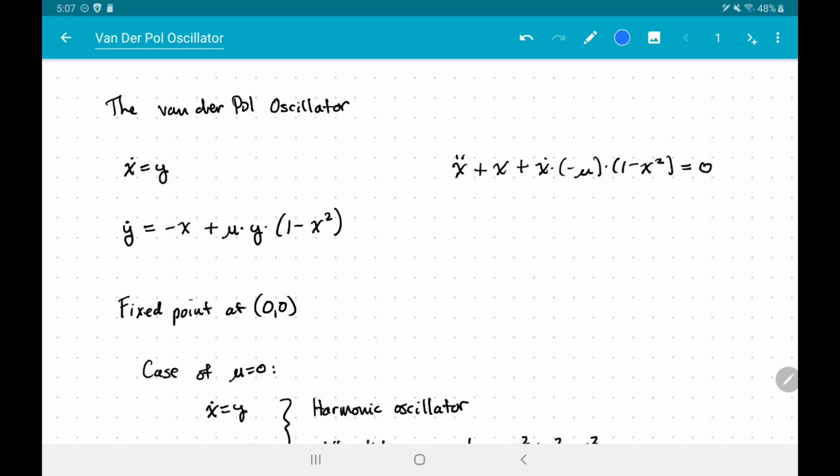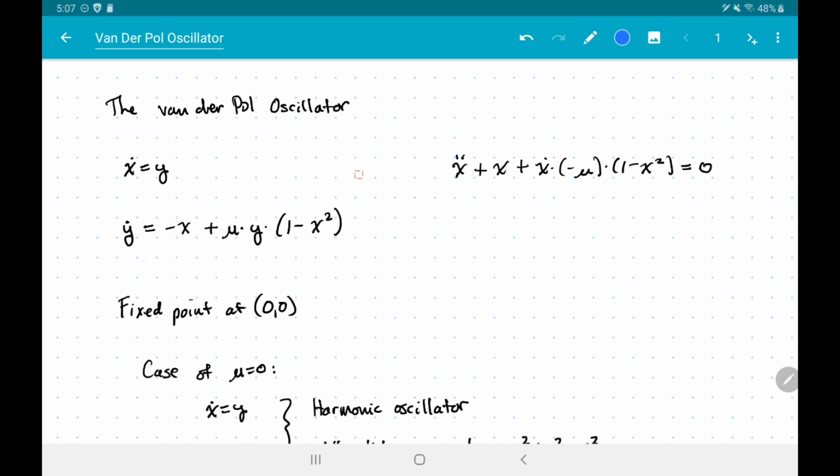In this lecture, I'm going to say a little bit more about the van der Pol oscillator, and in particular, I'm going to introduce the Hopf bifurcation. The van der Pol oscillator has a couple of different variations, but this is the form that I'm going to use. That's what it looks like as a two-dimensional system.